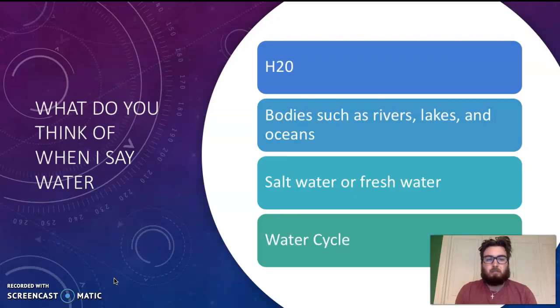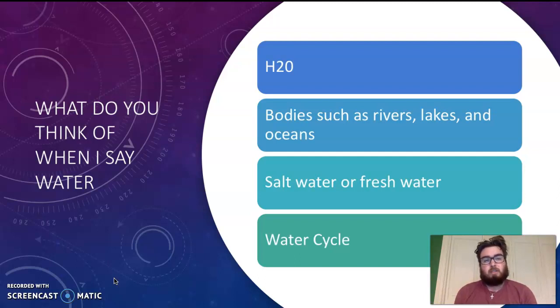What do you think of when I say water? Most people might think on a chemical level it could be H2O, two hydrogen atoms combined with an oxygen atom creates the water molecule, as we all know. And when we think of water, we always think of our lakes, our rivers, our oceans, even ponds. And when we think of the water cycle, we really think of everything that goes into it.